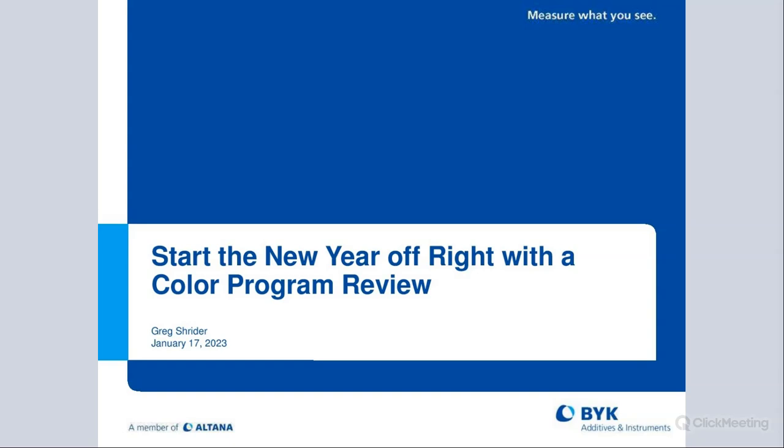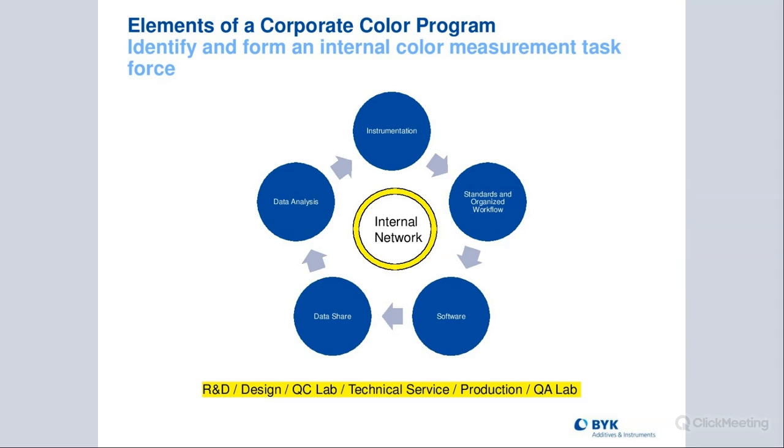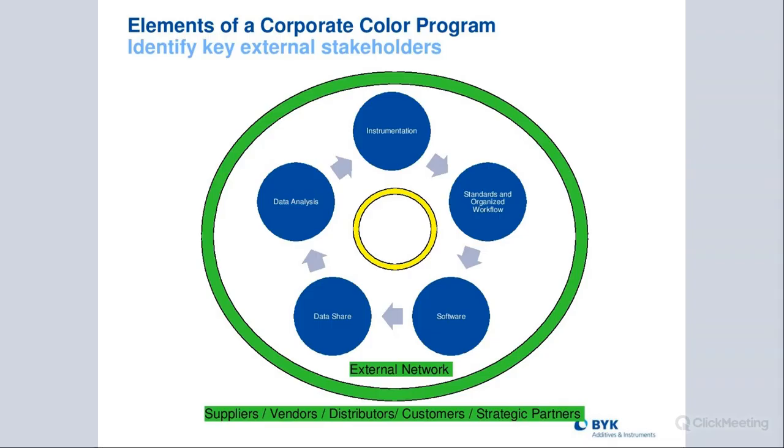And it starts with looking at your internal network. So this is to identify and make sure you are in touch with all the right stakeholders on your internal network, whether it be design and R&D through production or QA. And then you can also look at your external network. This would be suppliers and vendors, any kind of distributors or anything in your distribution segment, as well as customers and strategic partners. And again, it's just to identify and make sure that you're in touch with all of their needs.